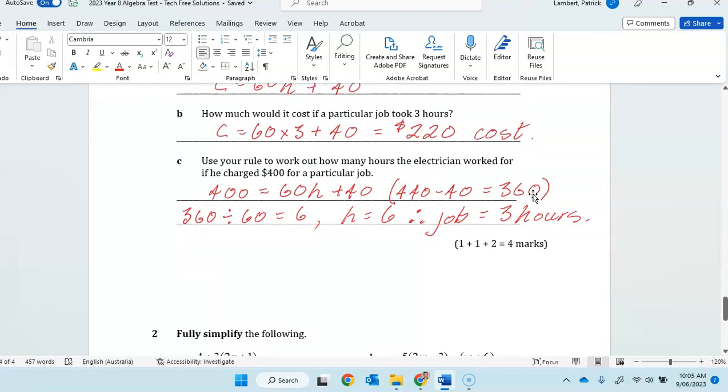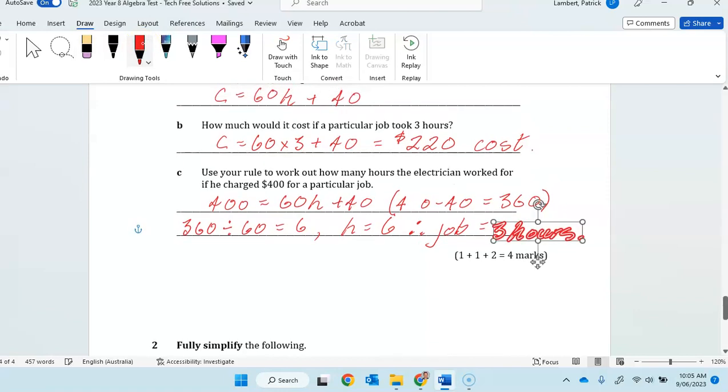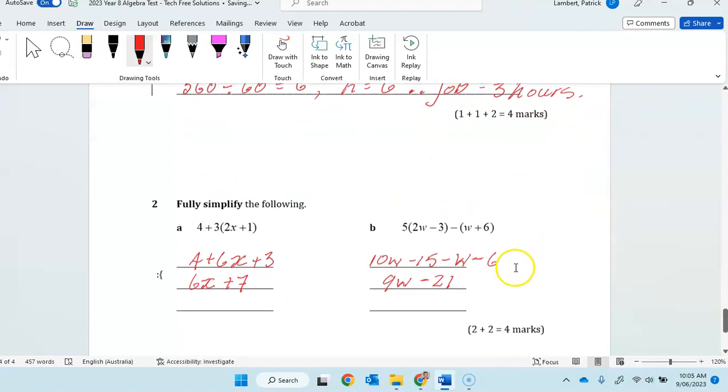Now, use your rule to work out how many hours the electrician worked. So if it costs $400, you take off 40. That should be 400, shouldn't it? Let's get rid of that. That should be 400. 400 minus 40 equals 360. So 360 divided by 60, because you've got 60, it's going to be 6. Therefore, h equals 6. Therefore, the job took 6 hours.